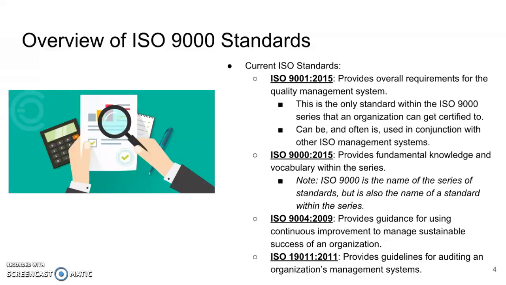There's also ISO 9000:2015. It provides that fundamental vocabulary and knowledge that you need to really understand the series. A big note here is that ISO 9000 is the name of the series of standards in this quality management system, but it's also the name of a standard within the series, so that's not confusing at all. Then there's ISO 9004:2009. This standard provides some guidance for just using continuous improvement within an organization. And then finally, there's ISO 19011:2011, and that provides guidelines for auditing.